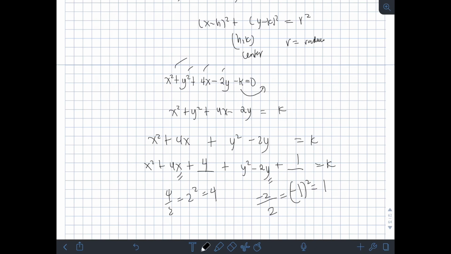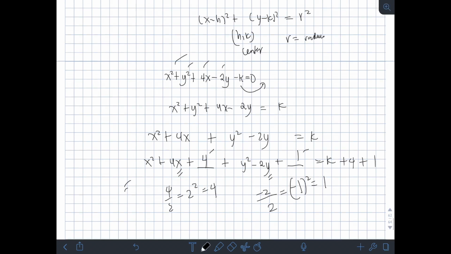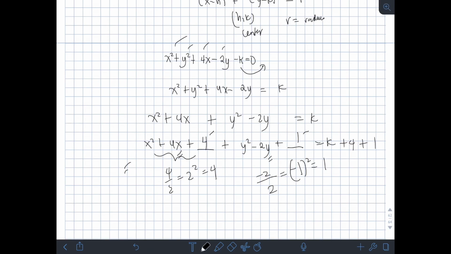So, kung nag-add tayo sa x ng 4 at sa y ng 1, dapat gagawin din natin yon sa right side. Kasi nasa left side tayo nag-add, right? So, para balance, mag-add din tayo ng 4 sa right at mag-add tayo ng 1 sa right. Okay? So, pwede na natin i-factor, right? Factorable na siya as x plus 2 quantity square plus ito rin, factorable na as y minus 1 quantity square equals k plus 4 plus 1 or 5.